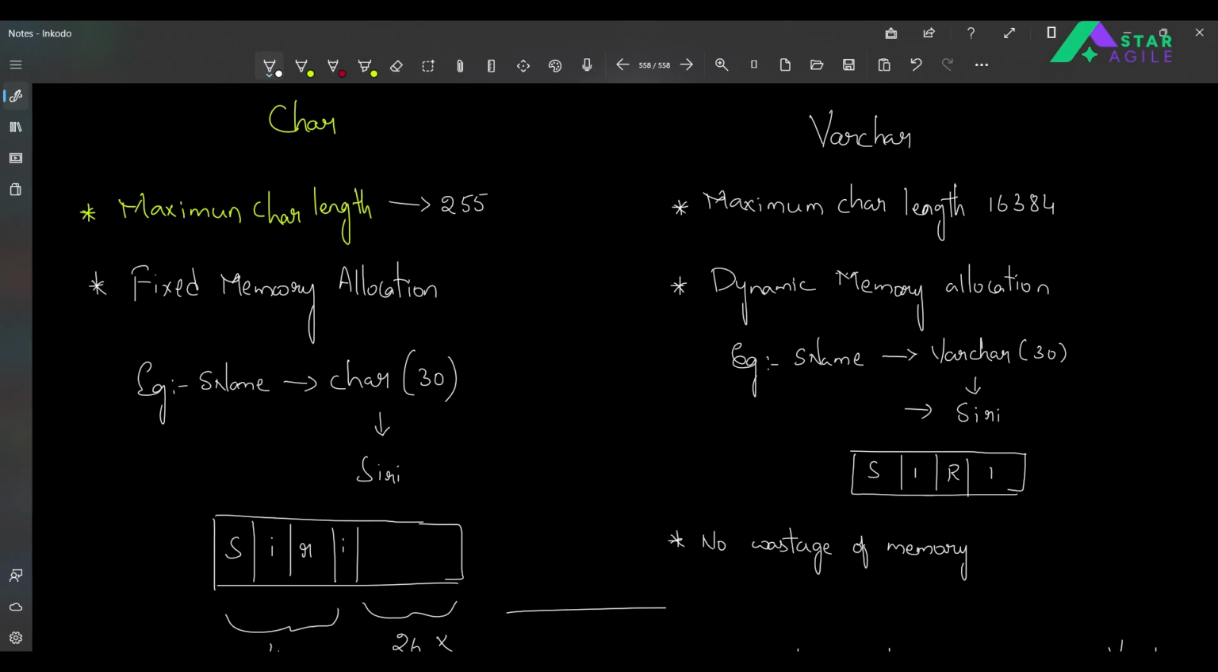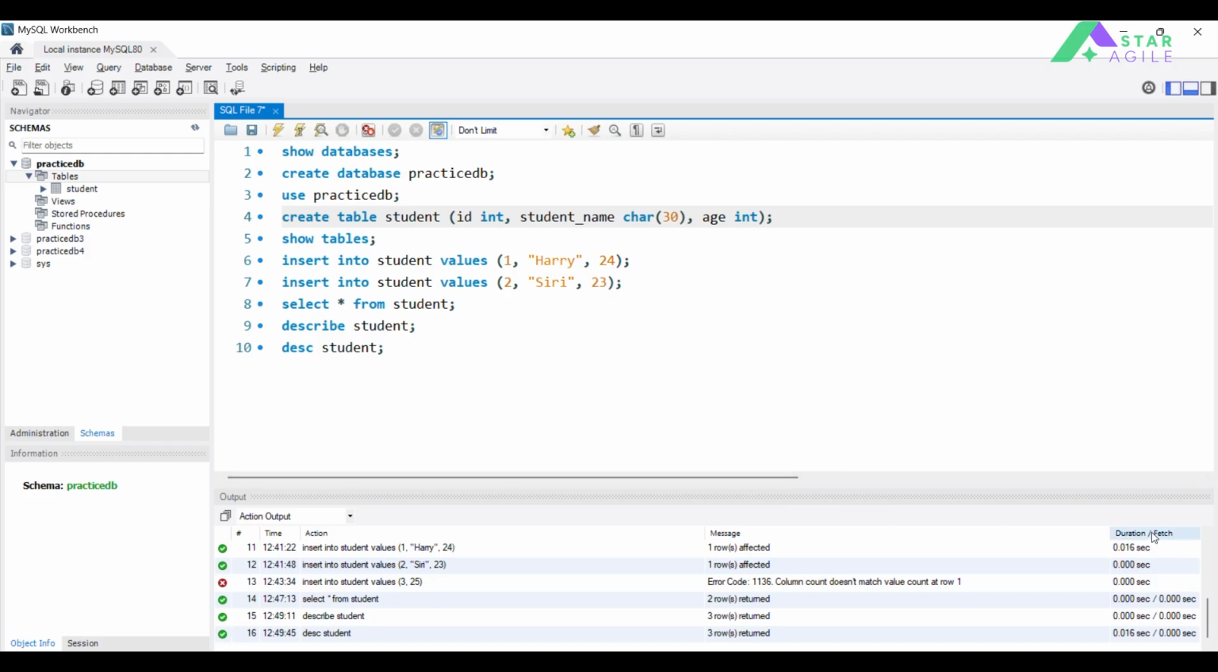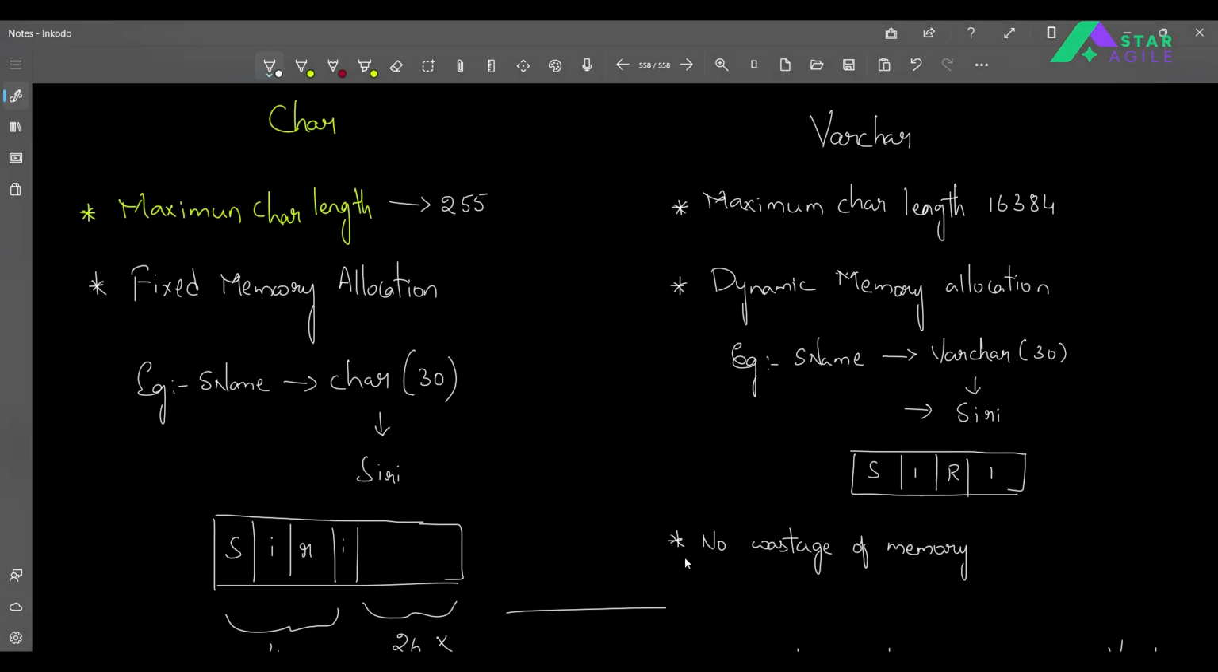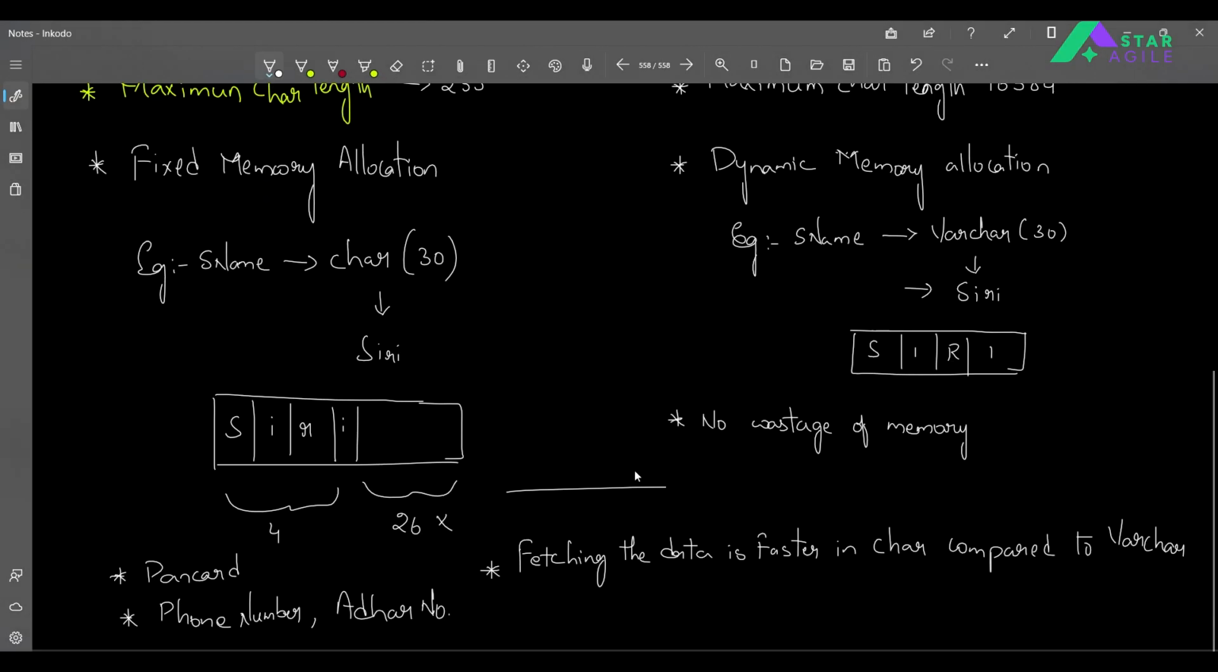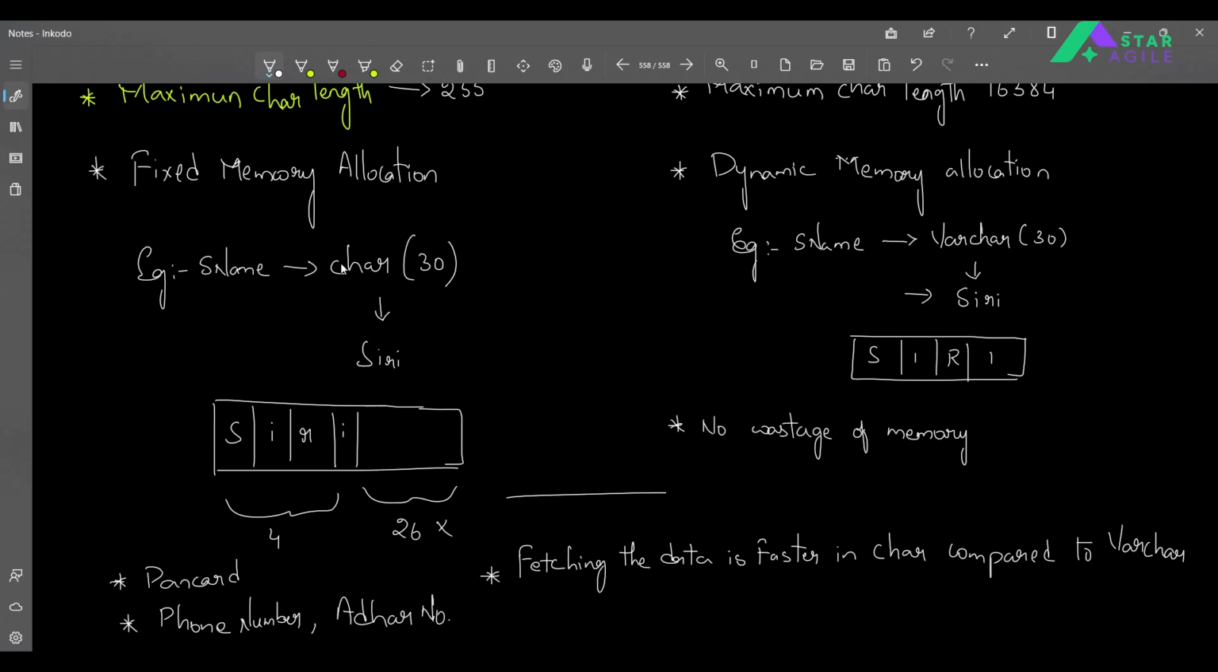Now when you open your Workbench, at the complete right side at the bottom, you can see duration or fetch. This is where it will show how much time it is consuming to execute that command. That is what is called the fetch time over here. So this fetch time will be faster when you use char compared to the varchar. Char will fetch the data faster compared to the varchar. But why is it char, and why can't it be varchar?